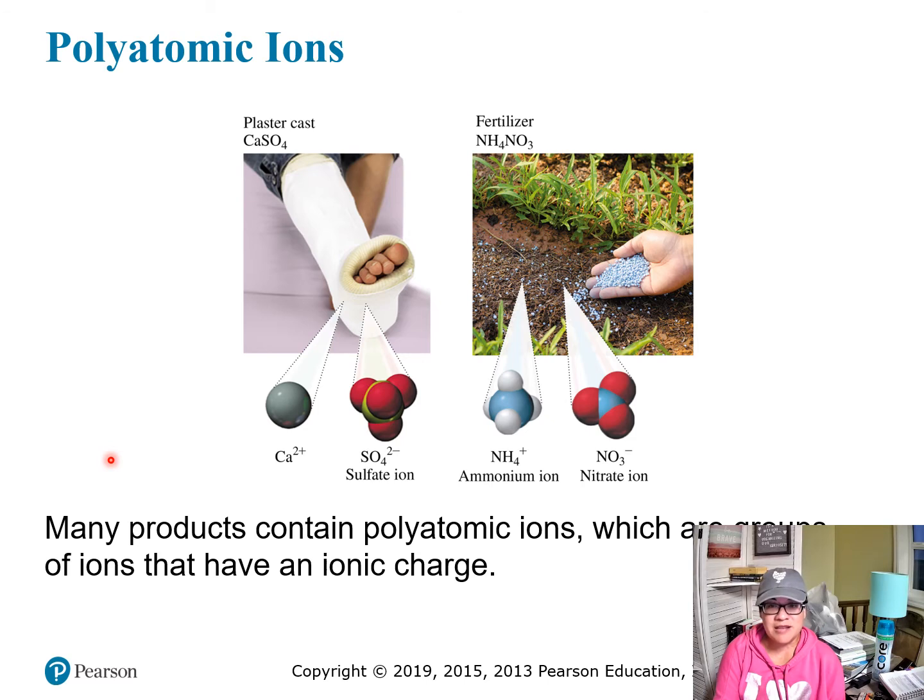So here are some examples. This sulfate is a polyatomic ion. It's made of sulfur and 4 oxygens, and overall it has a 2- charge, so it is an ion, but these are covalently bonded. Here is ammonium. This is positively charged, it's NH4, so it is made of covalent bonds, but overall it's an ion. And then nitrate is also a polyatomic ion made of NO3. Overall it has a -1 charge. And so these are some examples of where you see them in everyday life. This is a cast and this is fertilizer.